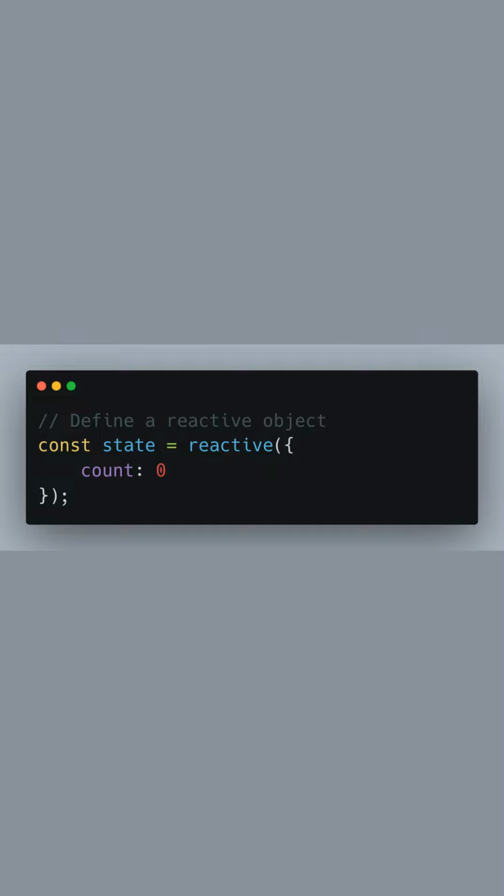Next, we define our reactive state. Here we have an object with a single property called count, which we've initialized to 0. By wrapping our object with the reactive function, Vue will track changes made to count and update any parts of our application that depend on its value.